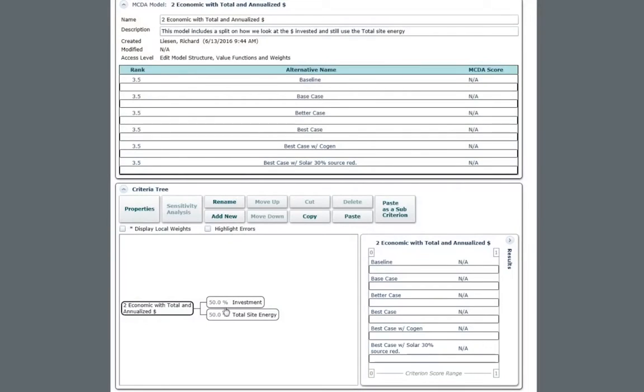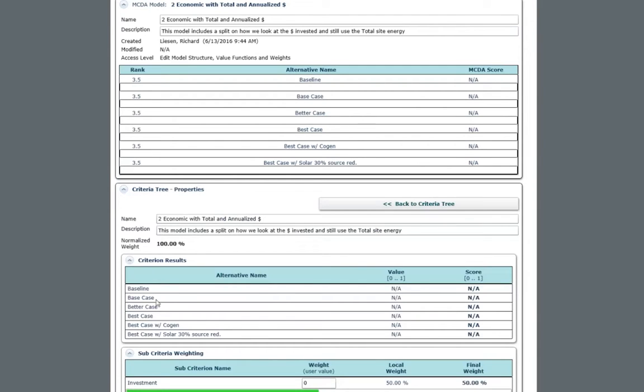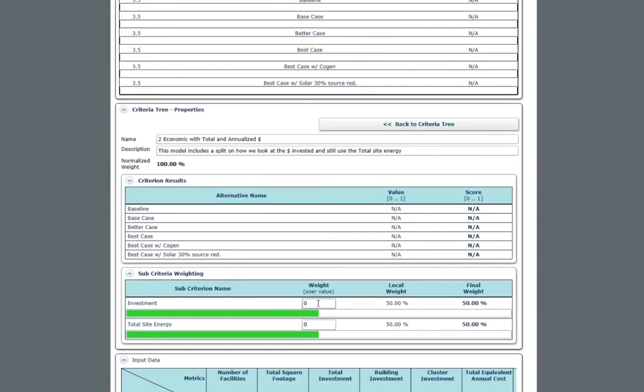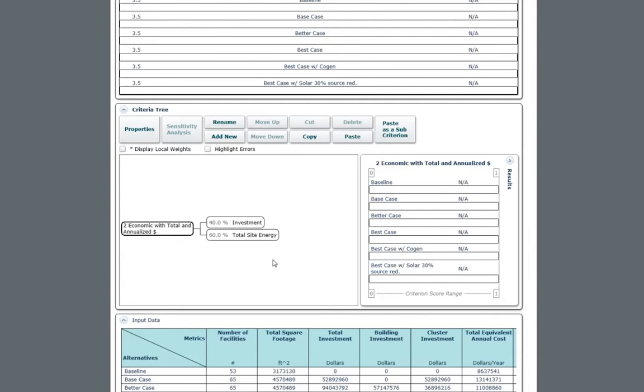Okay. Now, there's our investment and our total site energy, but we did change the weight on that, so we do want to go ahead and change that now because we want to be able to compare it back to the other one, so we want to have the same weight on it as our first model. We don't have to, but that's what I want to do.